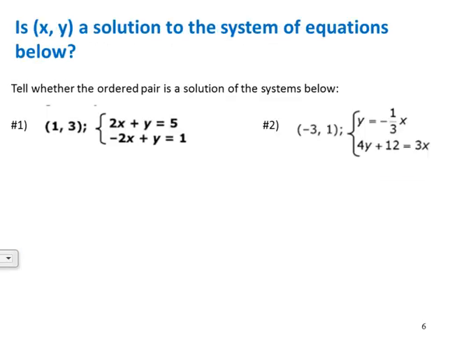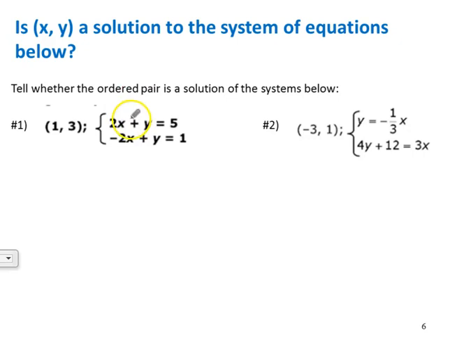So let's keep going with our exploration of systems of linear equations and solutions. So we've learned that a solution would have to work for both of our equations. So I want you to look at the systems of linear equations and then decide if the given solution is in fact a solution. So tell whether the ordered pair is a solution of the systems below. And if you want to click pause now and try to do this on your own and then check your work with mine, that's a great way to be more interactive with this. So if you want to do that, click pause now.